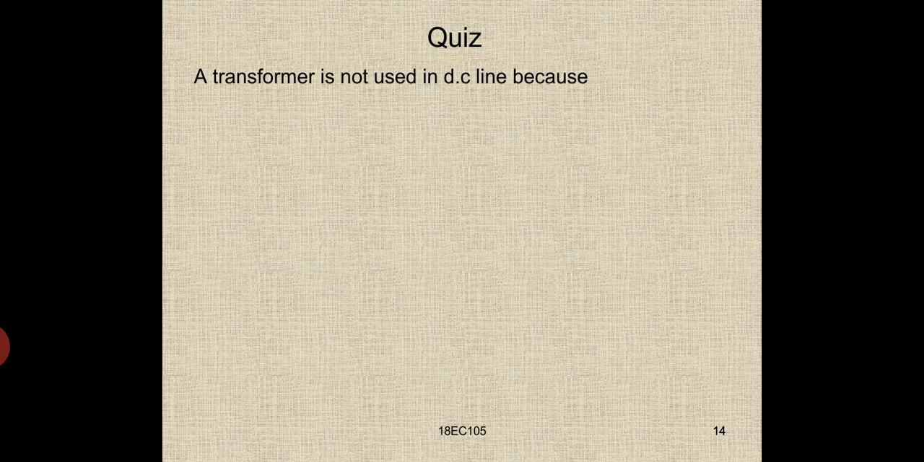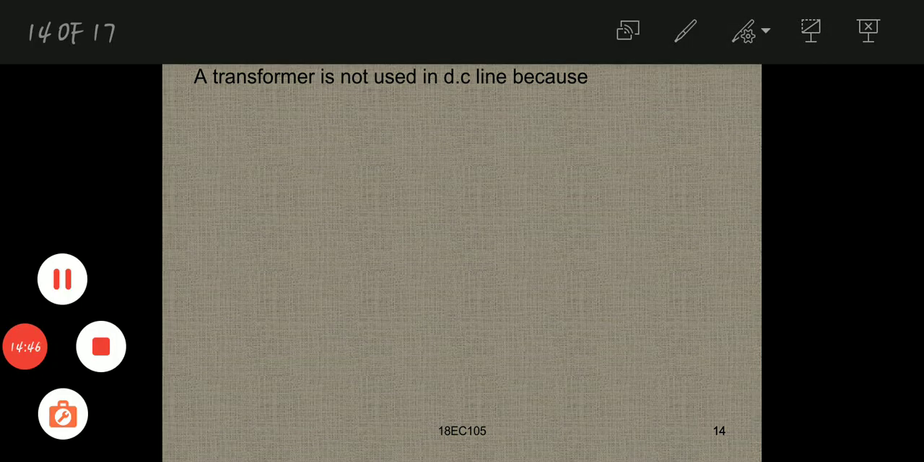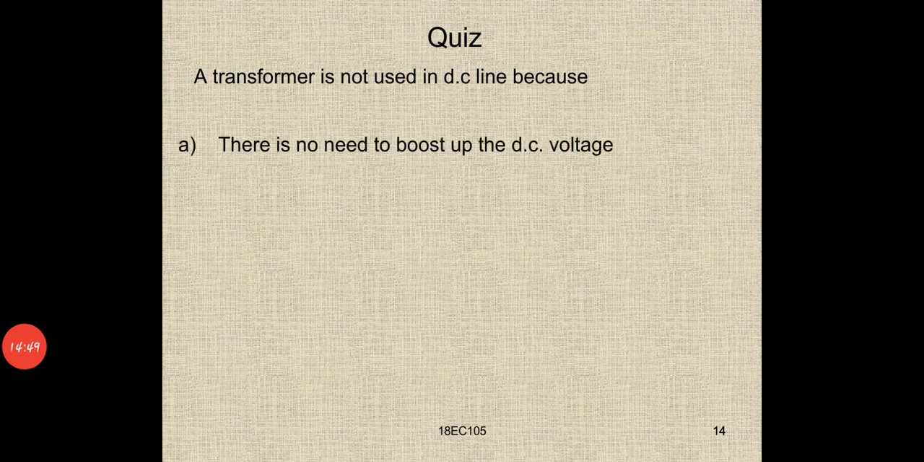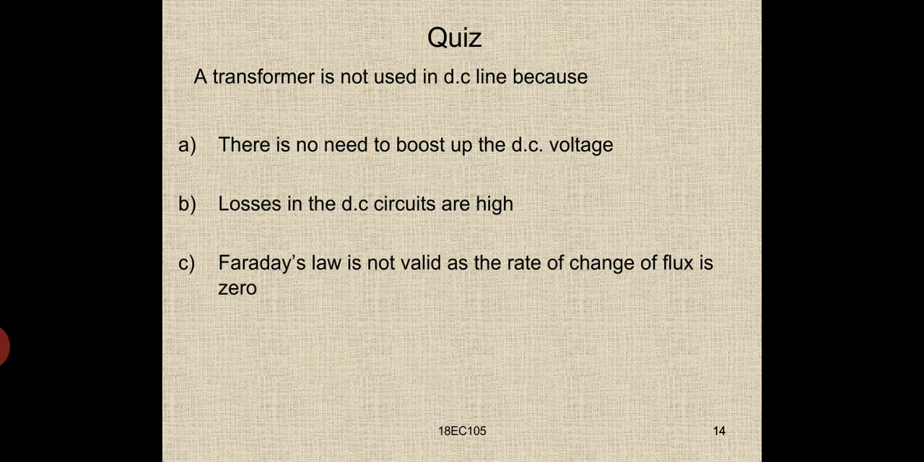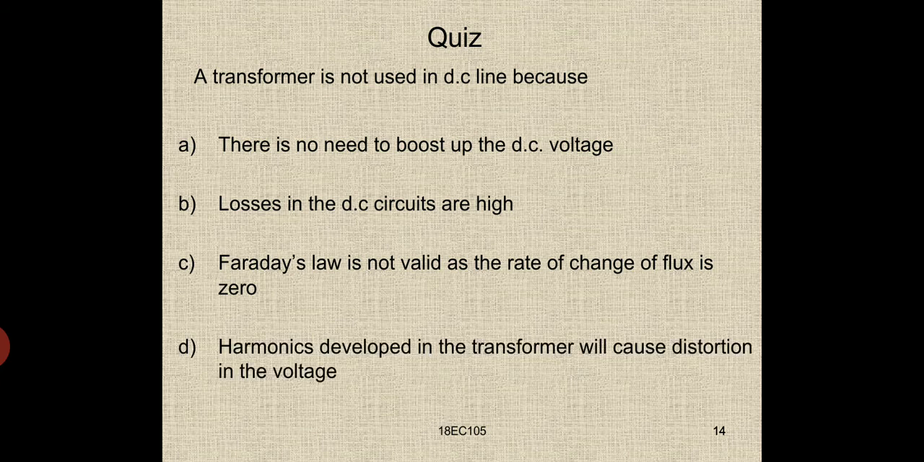Next, a transformer is not used in DC. Why is it not used in DC? Choice A, because there is no need to boost up the DC voltage. Choice B, losses in the DC circuits are high. Choice C, Faraday's law is not valid as the rate of change of flux is 0. Choice D, harmonics developed in the transformer will cause distortion in the line voltage. What is the right answer? It has to be choice C. Because Faraday's law is not valid as the rate of change of flux is 0 in DC. You can see that choice C is highlighted in blue.